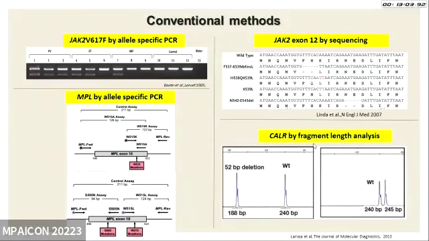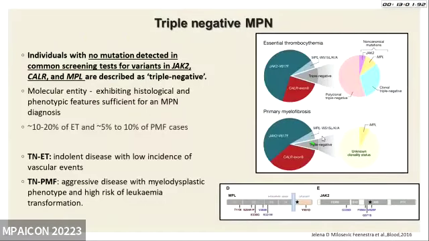Why am I talking about these conventional methods? Because that's where the triple negative entity comes in, and this is defined as individuals with no mutation detected in common screening tests for variants in JAK2, CALR, or MPL. So essentially, it's a molecular entity. However, the patients exhibit histological and phenotypic features that are sufficient for a diagnosis of MPN.